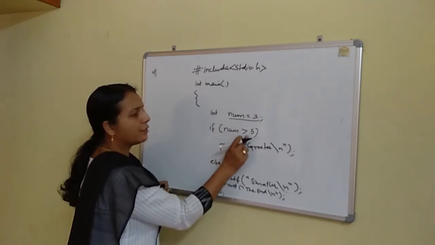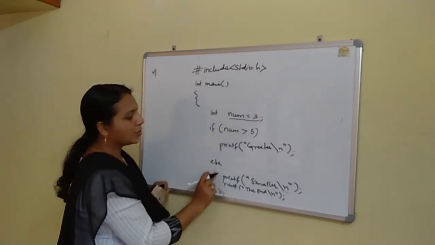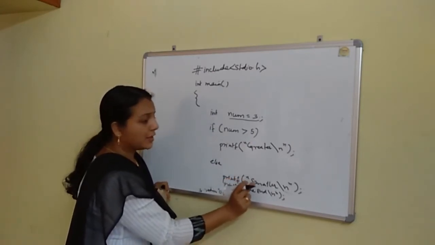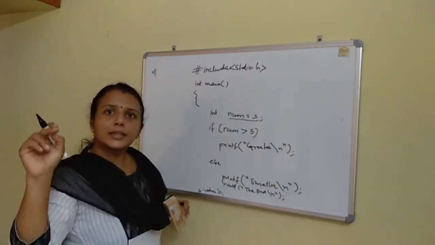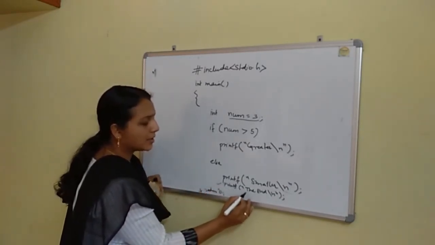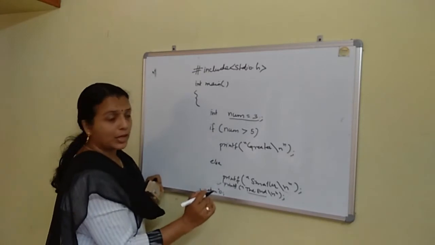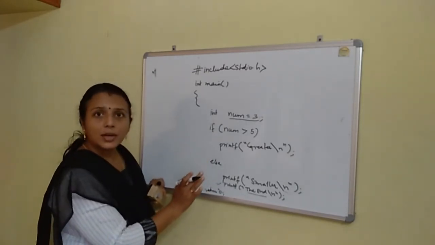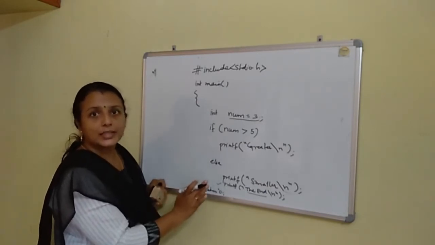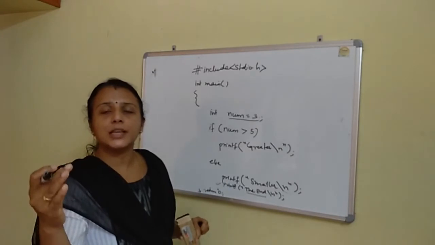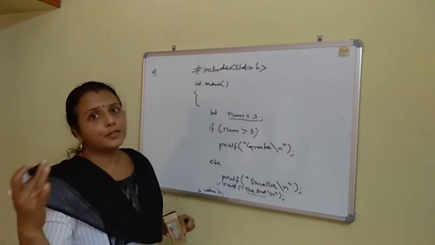Is 3 greater than 5? No, the condition is false. The control comes here, so it is going to print the first statement, smaller. So you will get the result as smaller. And then you will get the other statement on the screen, the end. So when the braces are not present in the if block and the else block, it is going to execute only the immediate first statement after the if or after the else.